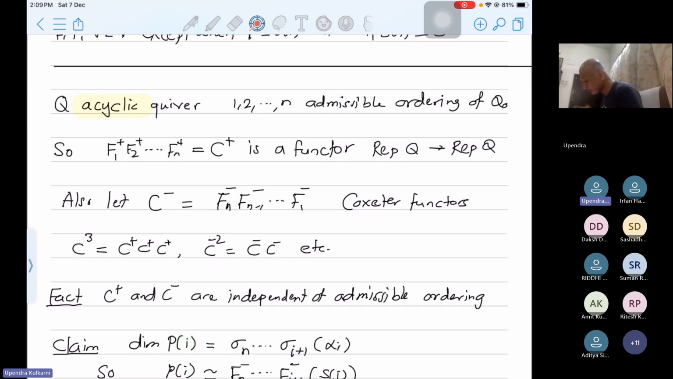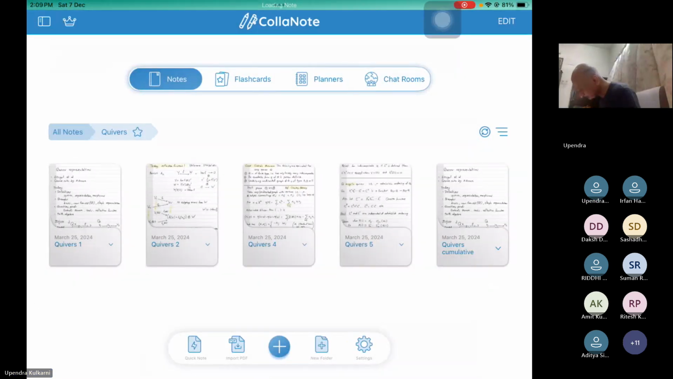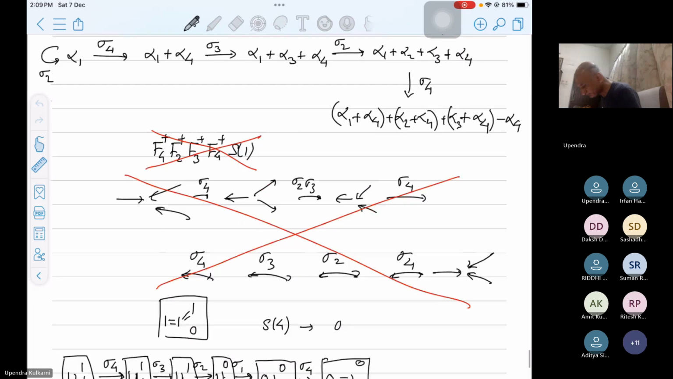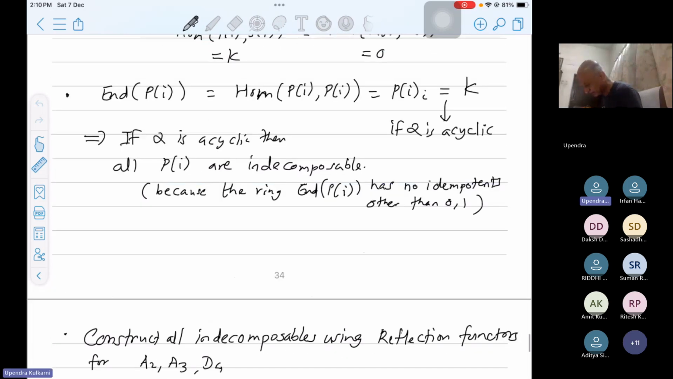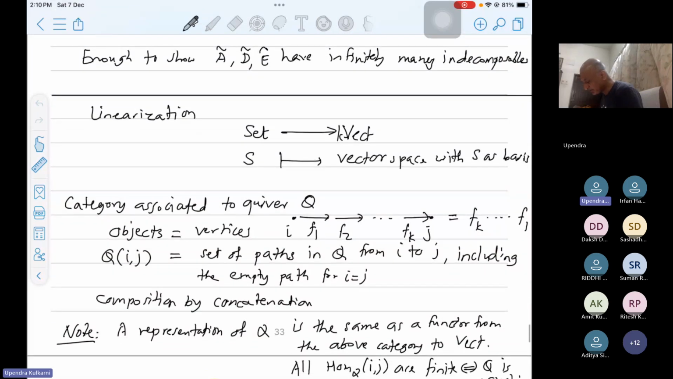Okay, so let's remember what the definition of PI was. So for that, let me go to yesterday's notes. Okay, so general things. So remember that when I have a quiver Q, I get to associate a category to it where the objects are just the dots and the morphisms are paths, where I include the empty path at each vertex, which acts as the identity there, because the composition is just by concatenation.